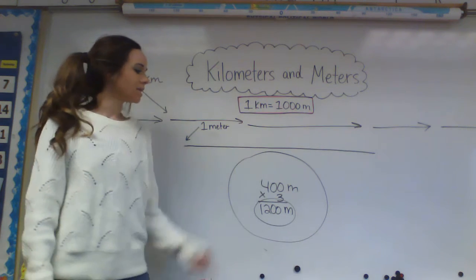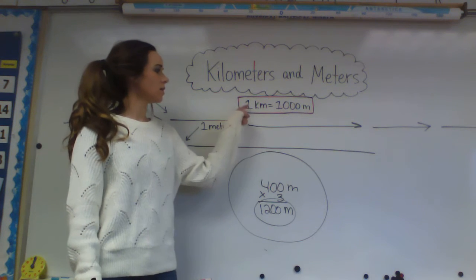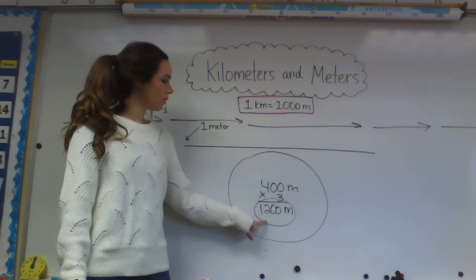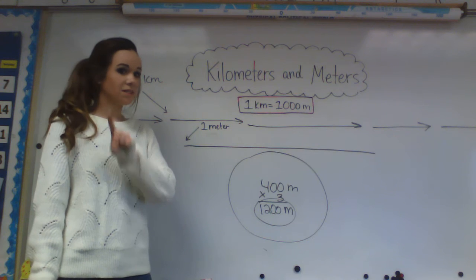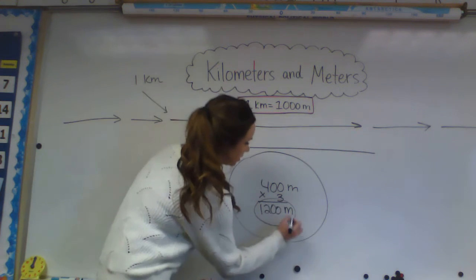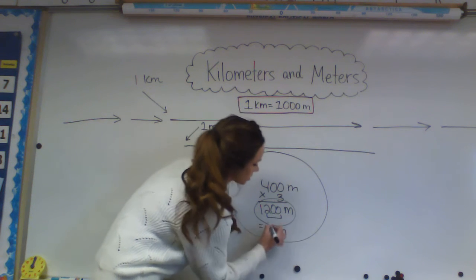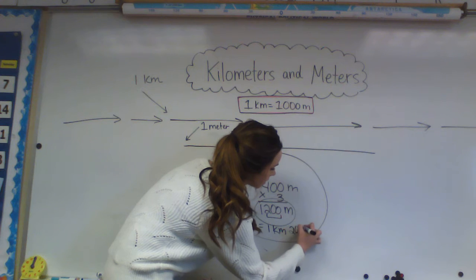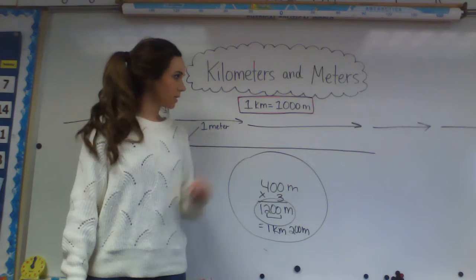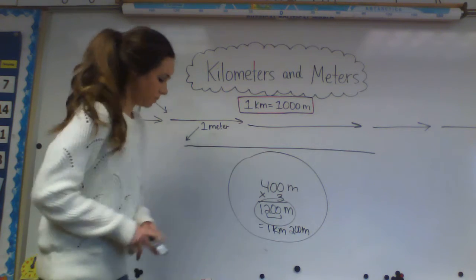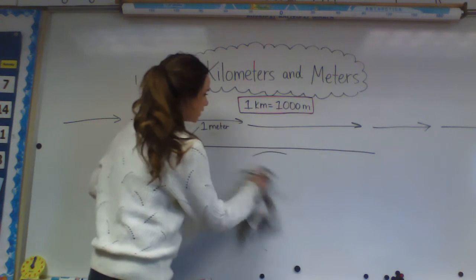Well, we need to know how many kilometers and meters we ran around the track. If we know that 1,000 meters equals 1 kilometer, we know that 1,200, how many 1,000s are in 1,200? Just 1. So that means there's 1 kilometer. And then this chunk is just your meters. So it's 1 kilometer, 200 meters. So I ran around the track 1 kilometer and 200 meters. I didn't actually do that, but I should. Good exercise.